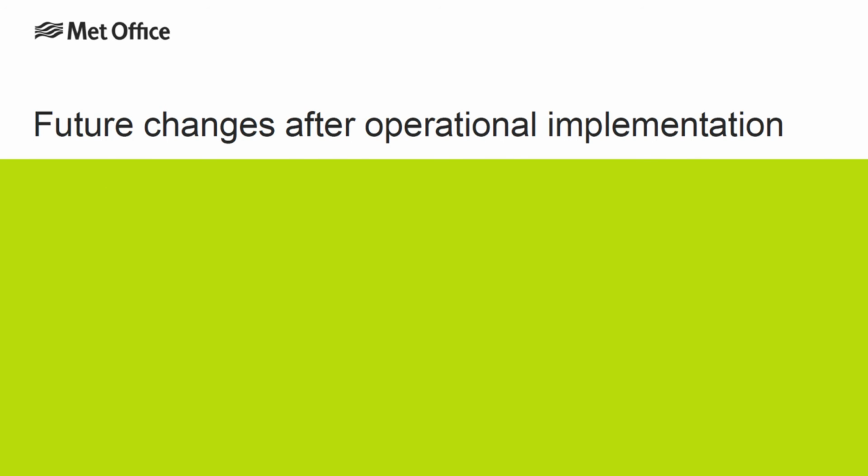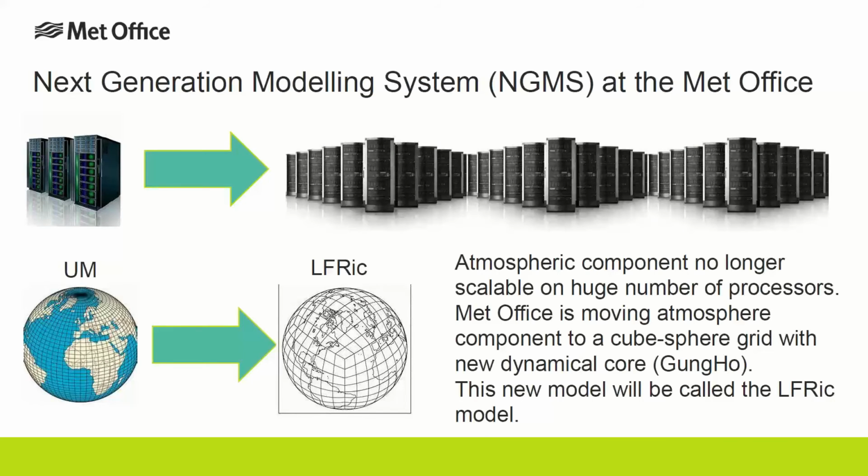One of the things that most modeling centers are facing is the increase in the number of processors in supercomputers, but the processor speeds are no longer increasing. And in fact, lots of supercomputing centers are starting to use other types of architectures, such as GPUs instead of CPUs. So one of the things that the Met Office is doing is moving away from our old Unified Model, which uses the latitude-longitude grid in the bottom left.